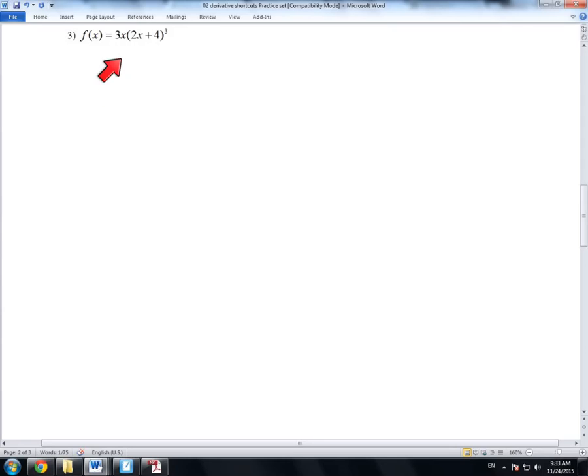Here, a situation arises where I would have to do two things. Either take the product rule, because this 3x is being multiplied by (2x plus 4) cubed. So here's a variable expression times a variable expression, a product rule candidate. If I want to avoid that, I'm going to have to cube 2x plus 4: 2x plus 4 times 2x plus 4 times 2x plus 4, and multiply all that by 3x, and then take the power rule. I wouldn't be saving any time by doing that. So I might as well learn the product rule.